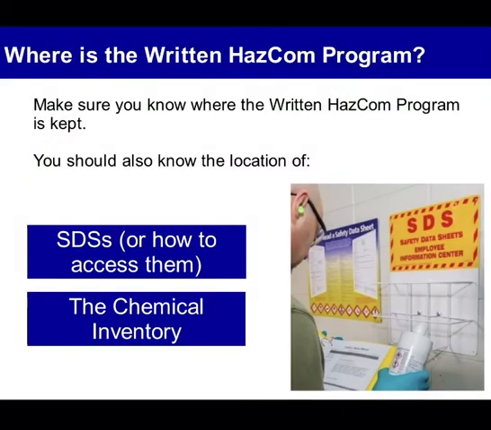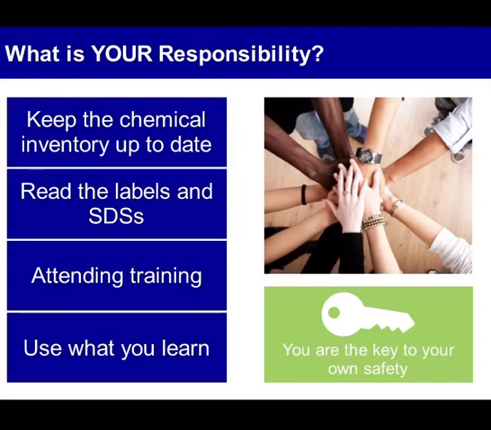Do you know where the company's written program is located? When you find out, write down the location so it's easily accessible. Even though it's the company's responsibility to maintain the hazardous chemical communication program, employees are the ones who work near the chemicals and should be aware of the risks involved.